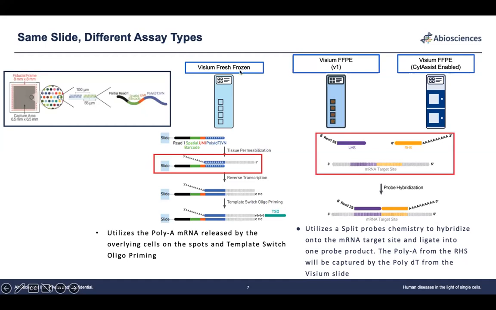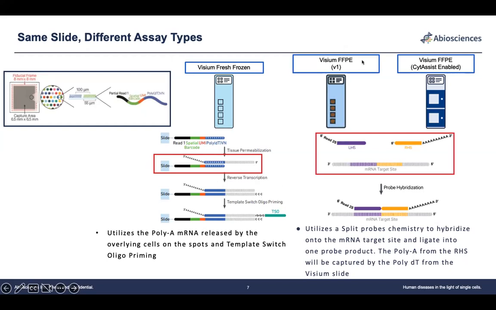And for Visium fresh frozen, it utilizes the poly-A released from the tissue, which then hybridizes to the poly-dT primer. Then we utilize template switch oligo priming to generate the RNA library for the whole transcriptome.